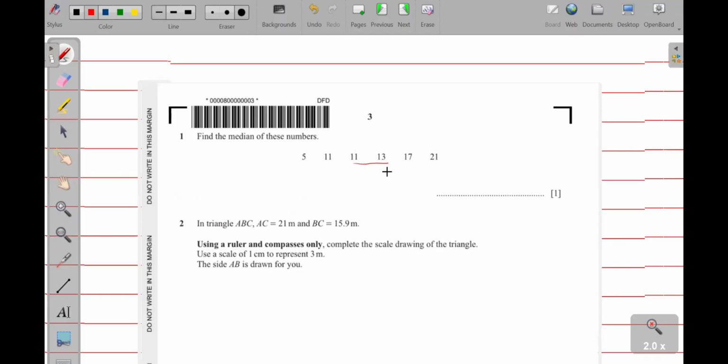To take the median of these two middle values, we will take the average of these two values. The average of these two values will be 11 plus 13 over 2, and this will be equal to 24 over 2, and this is equal to 12, and 12 is the median. Now we move to question number 2.